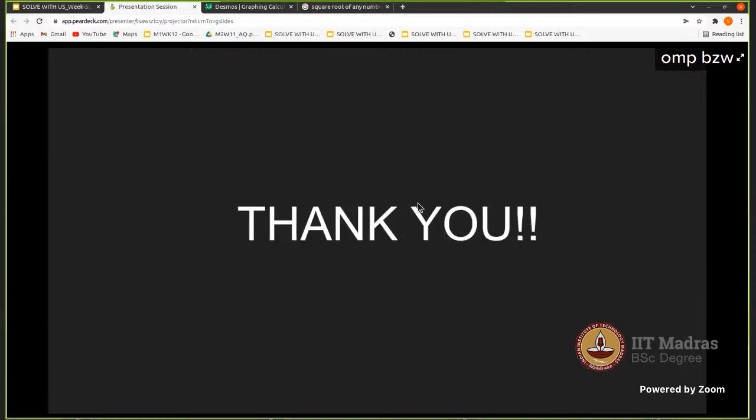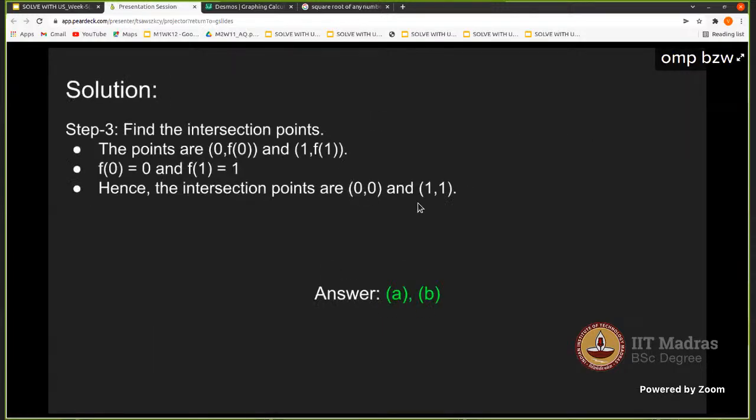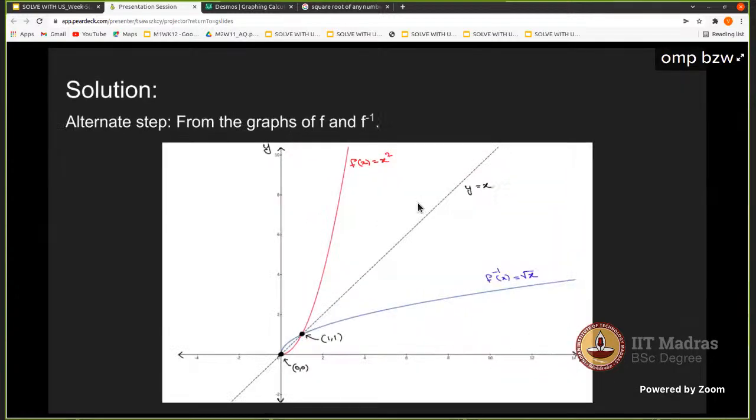Okay. Sir, is it a must that inverse functions must be mirror images in y equals x always? Yeah, they are mirror images with respect to y equals x.